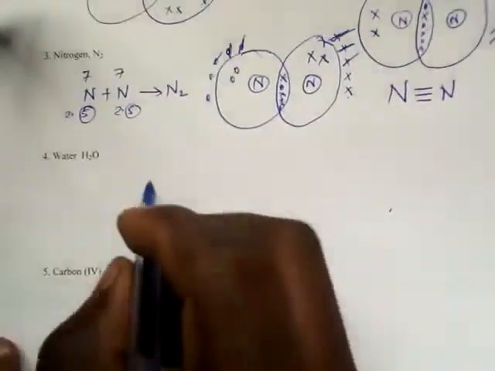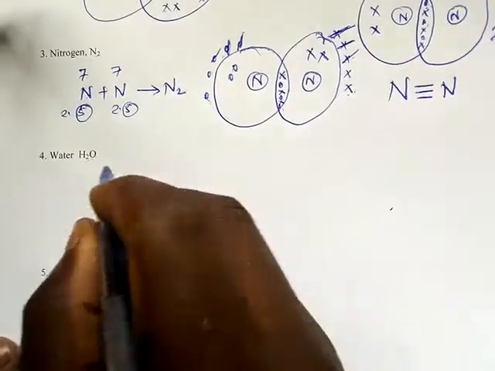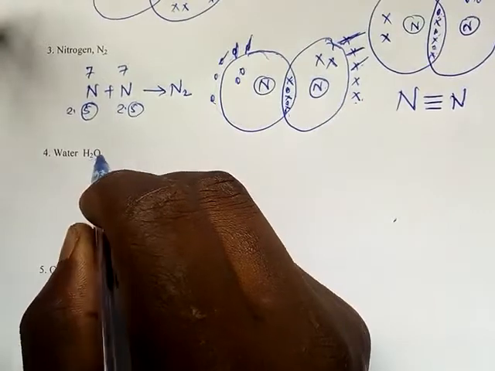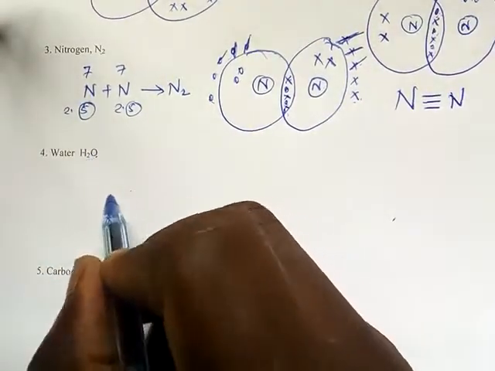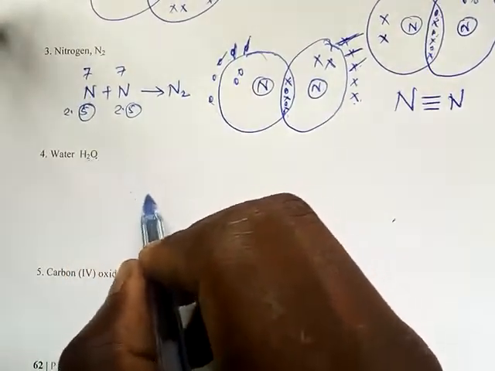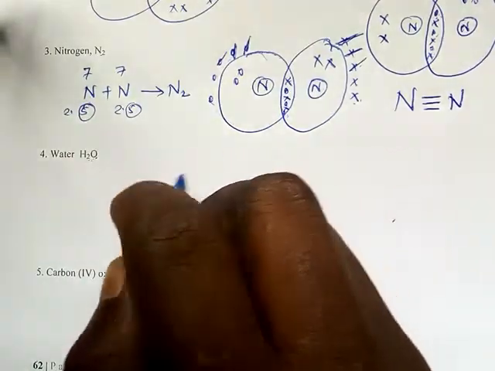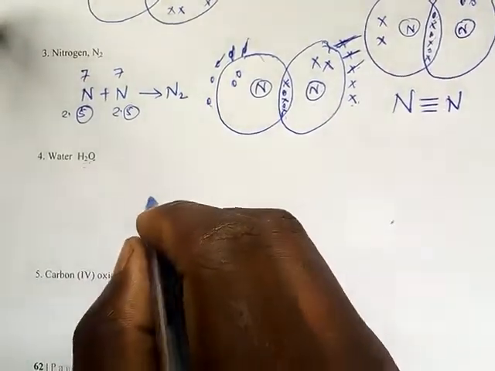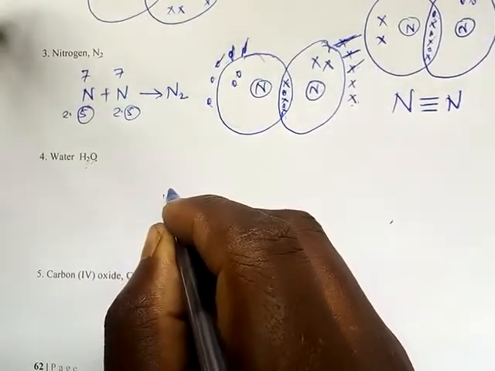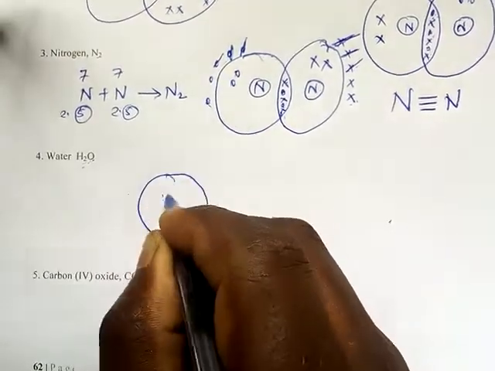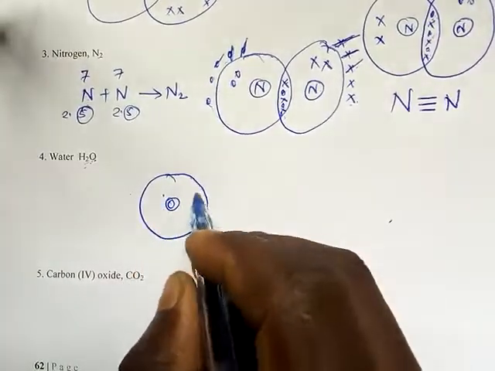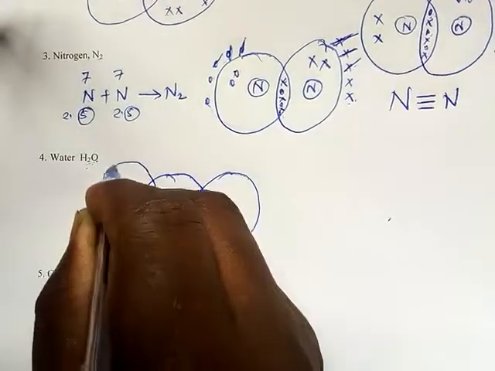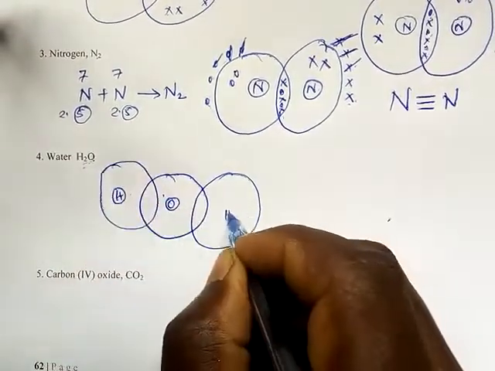Water. So water, now we see we have 2 hydrogen atoms surrounding 1 oxygen. So make sure that the atom that is single is at the middle, and then it is being surrounded. The 2 will surround the single element. So here oxygen will be at the middle, and then it will be surrounded with 2 hydrogens. Hydrogen, hydrogen.